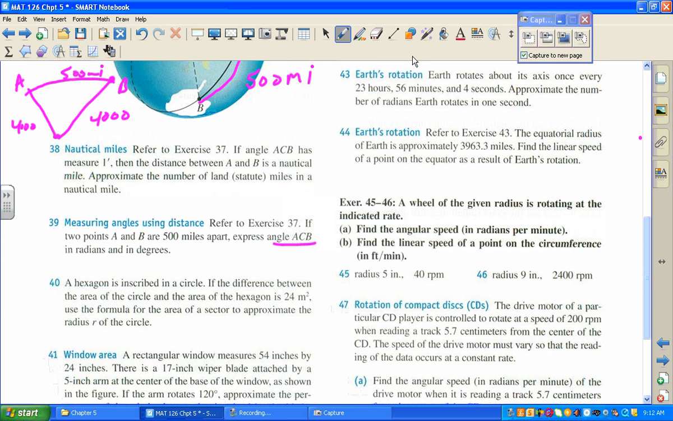Is there any reason why you guys want to be on my recording besides me explaining how to do this problem? Thanks. All right, we're moving on.